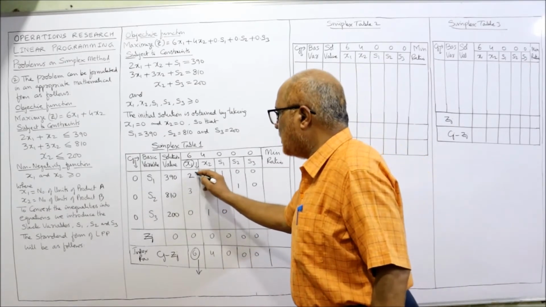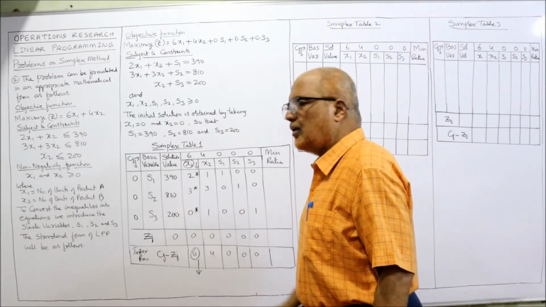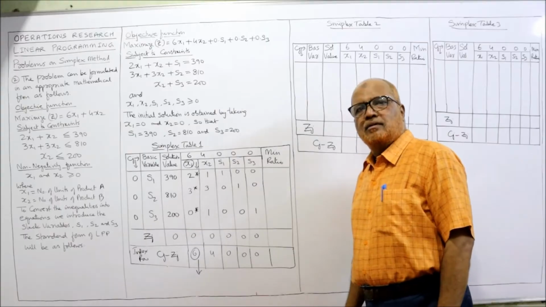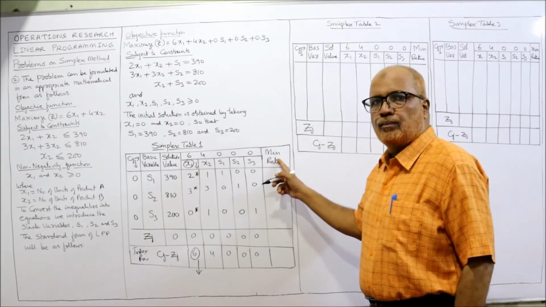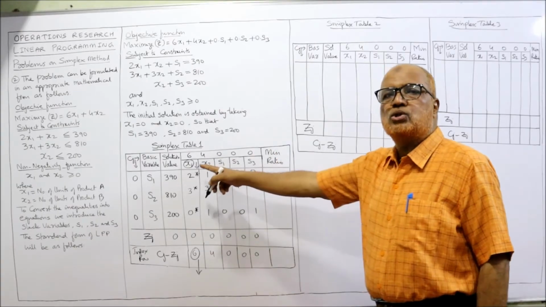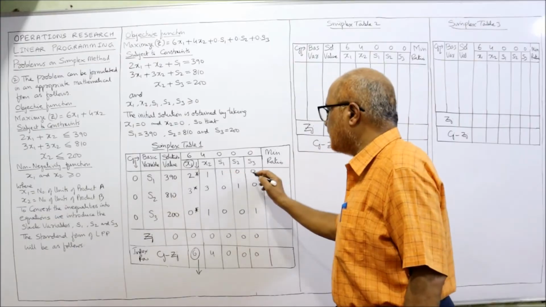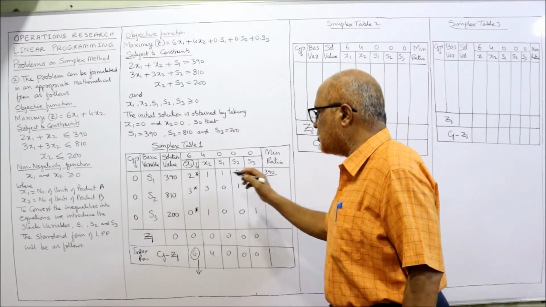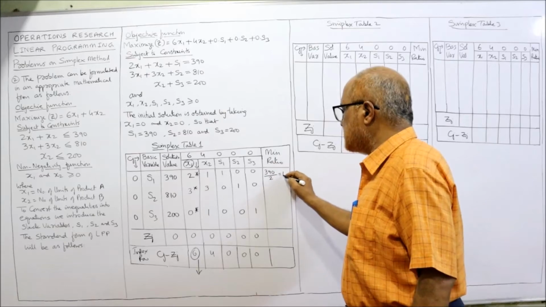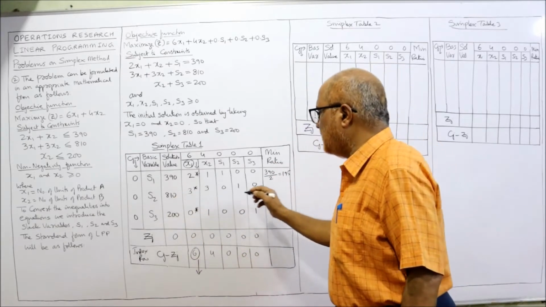And these are called intersectional elements. Now which variable is to be departed? It depends on the minimum ratio. Minimum ratio is solution value divided by intersectional element. What is the solution value? 390. So 390 divided by intersectional element 2. That is equal to 195. Similarly, 810 divided by 3.